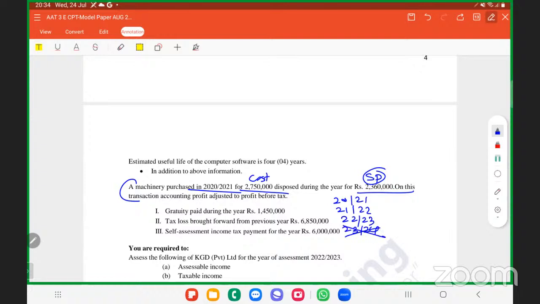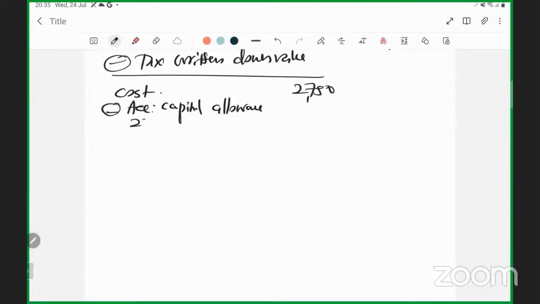If the asset is disposed of in a particular year, you cannot get the capital allowance for that year. But for any asset purchased, you can calculate the capital allowance for the whole year. How many years? 3 years. So 2,750,000 into 20% into 3 years. What is the total accumulated capital allowances? 1,650, exactly correct. Thank you, Gupta.